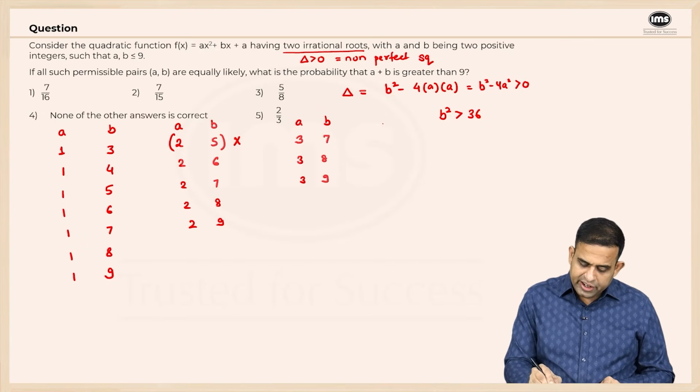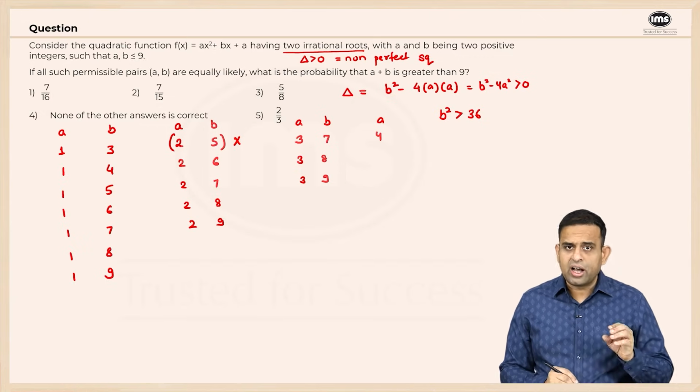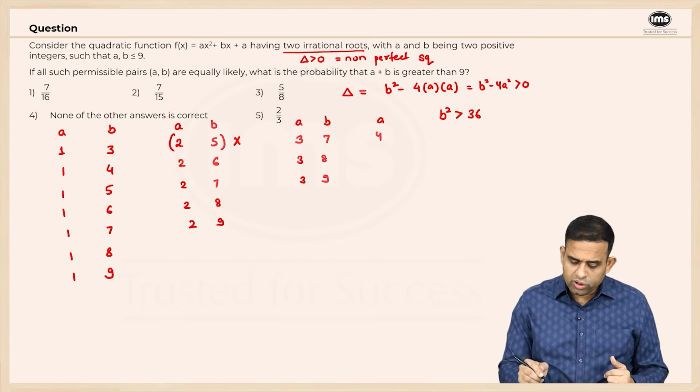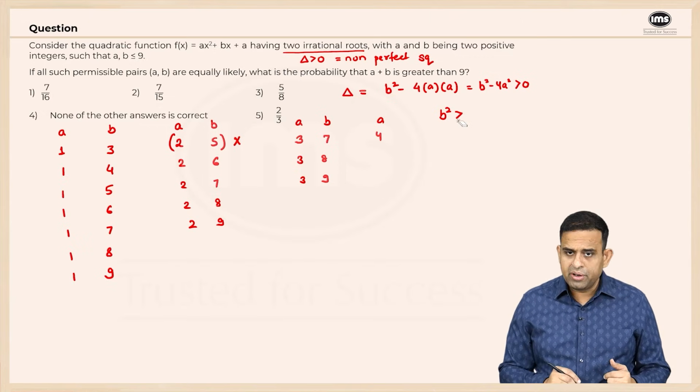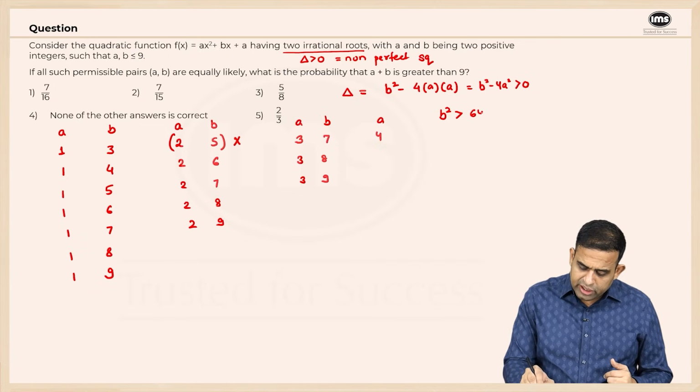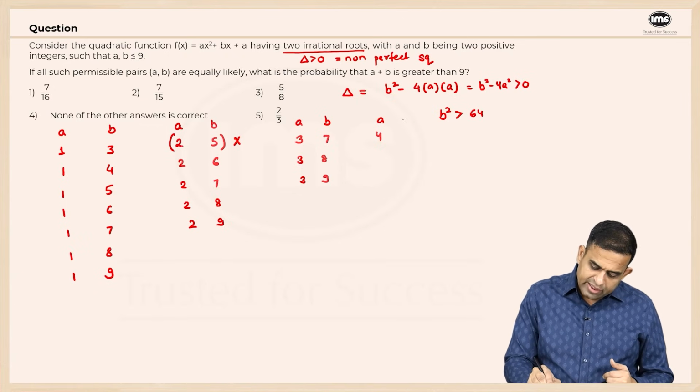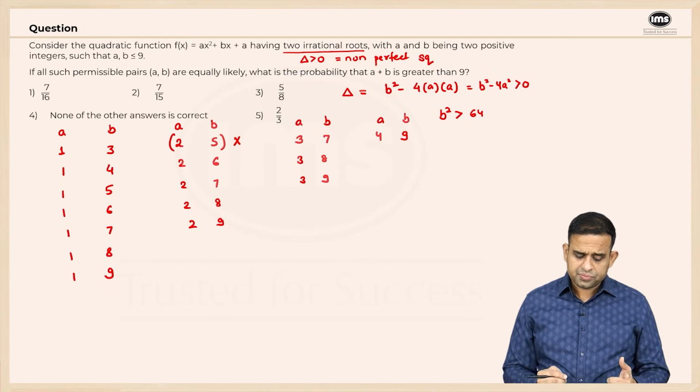And finally, suppose I take a to be 4, as I told, the highest value of a I can take will be 4. In that case, the condition basically will become, one can say, b square has to be more than 64, and that will give you the only value for b to be equal to 9 over here.